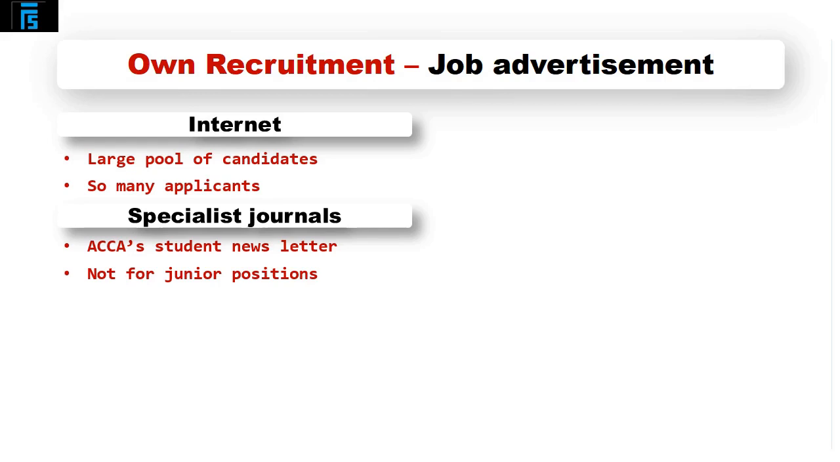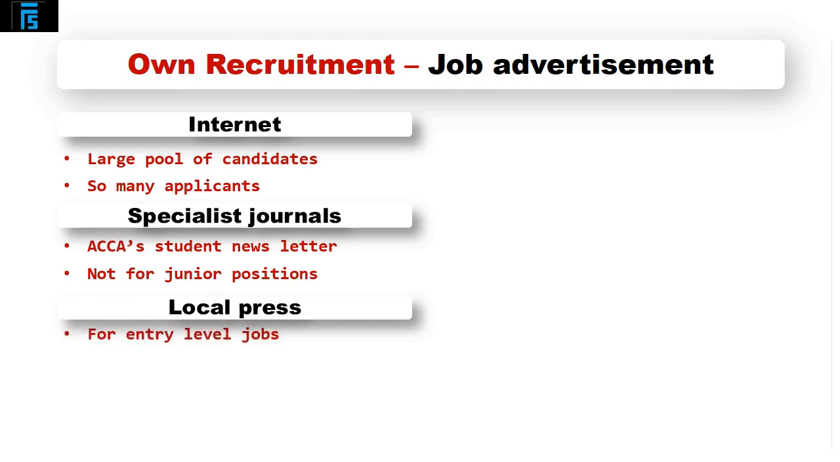The third option we've got is in the local press. So perhaps a newspaper that's based in a particular city, or even in a large city, perhaps a particular part of that city. Again, these are particularly good for entry-level jobs, the kind of junior positions that somebody has when they first come in to a particular industry, when they have very little experience.